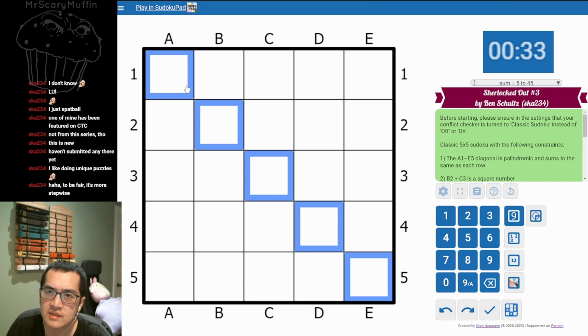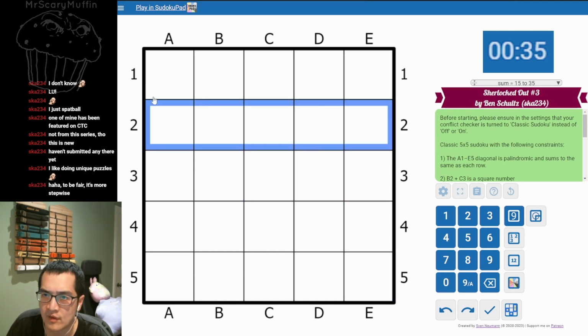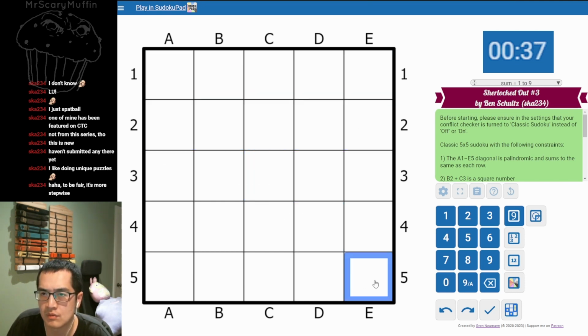So wait, doesn't this just mean there's 1, 2, 3, 4, 5, 1, 2, 3, 4, 5, and then this is equal to 15? I guess it doesn't have to be 1, 2, 3, 4, 5. It just needs to add up to 15 in some way, shape, or form. So for example, 4, 4, 2, 2, and 3 would add up to 15.